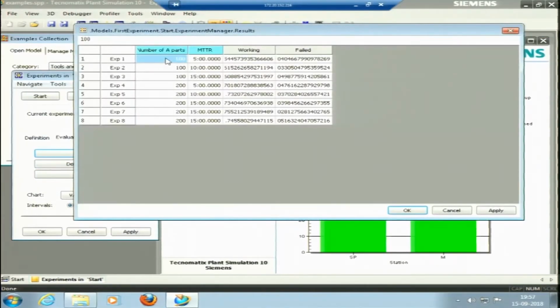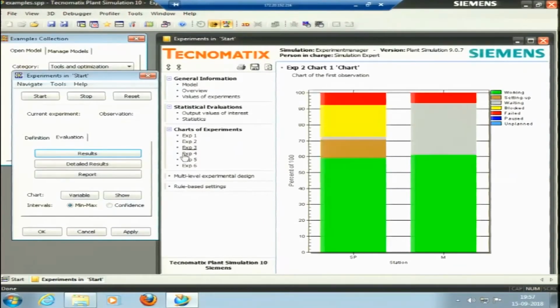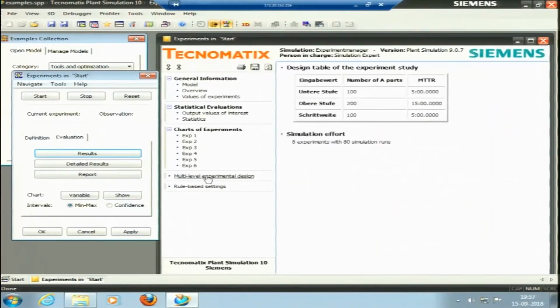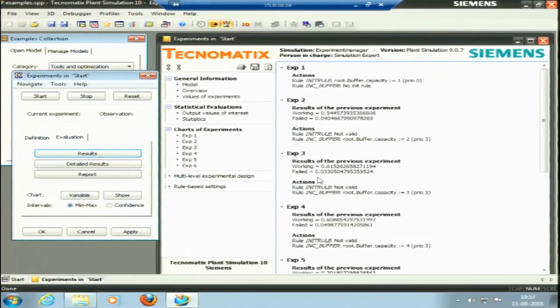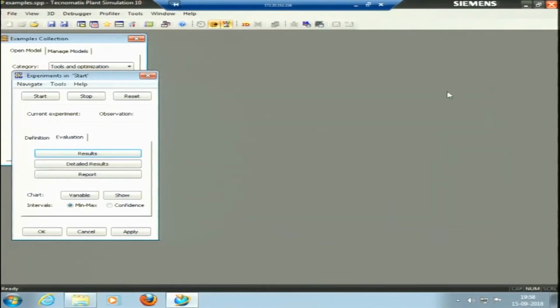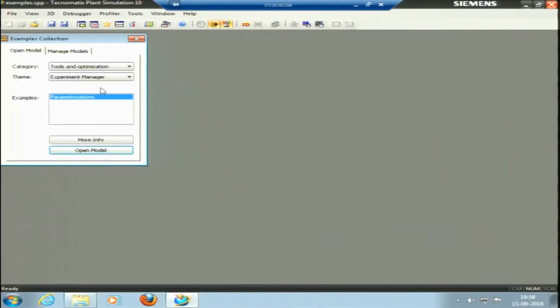Experiment number 1 is 100 parts with mean time to failure, and mean time to repair as 5 minutes. Experiment number 2 is 100 parts with mean time to repair as 10 minutes. Okay, so it is showing these experiments here. So we can have all different kinds of designs. Then rule, we haven't defined any rule, but rule based setting can also be done. If we go to the detail of the simulation, these things are possible.